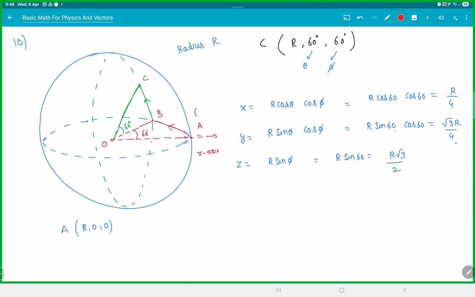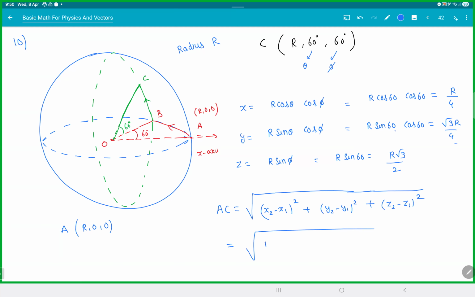So you want to find AC. So A to C, we have to use the distance formula. I hope everyone knows it, but in case you don't, I'll write it down once. I will not do it again. So x2 minus x1 whole square, y2 minus y1 whole square, plus z2 minus z1 whole square. So that's your distance formula between two points. So you're done. Now substitute. You can take any one. So this is root over r minus r by 4 whole square, 0 minus root 3 r by 4 whole square, 0 minus r root 3 by 2 whole square.